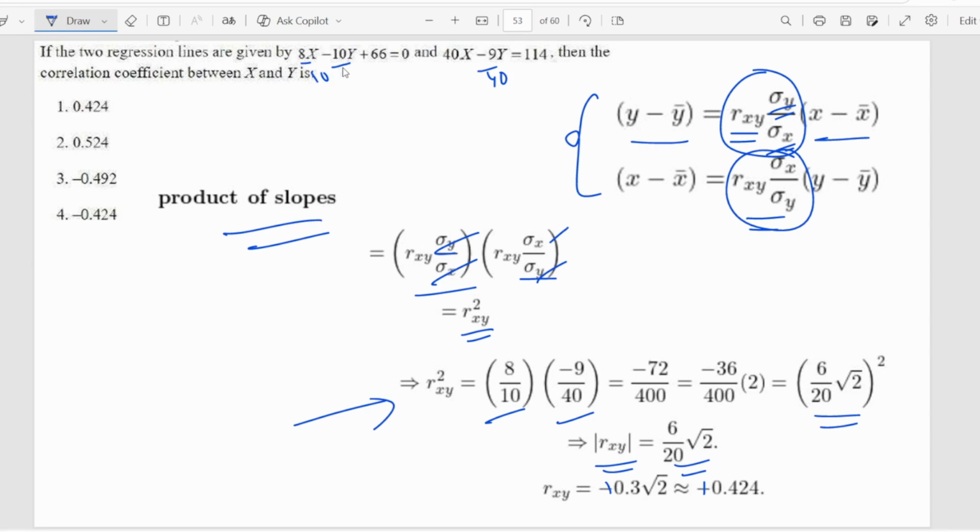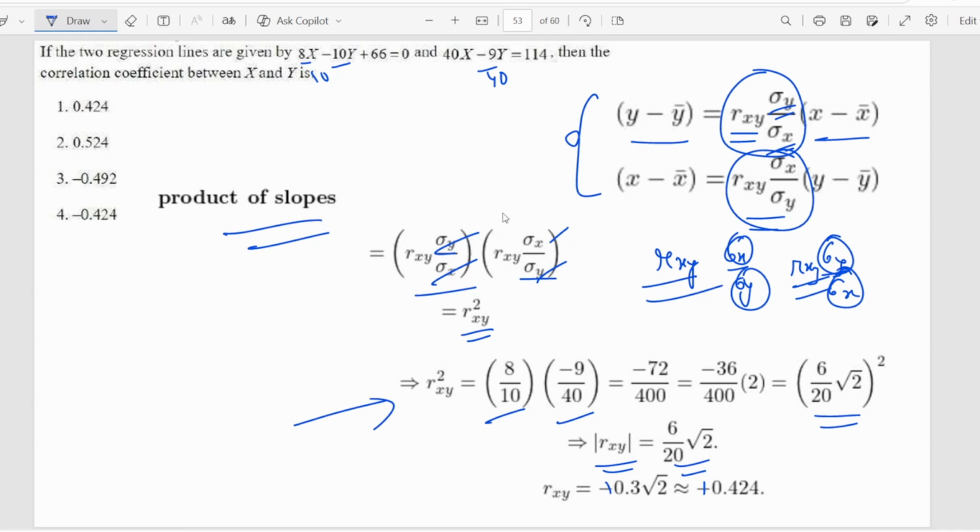Why? Because we know that over here in these lines, when we put y on one side and x on the other side, in both the situations, we get a positive slope. Now the slope itself is the correlation coefficient multiplied by the ratio of standard deviations, right? Either this or this. So these things are always positive. So the sign of the slope depends on the sign of the correlation coefficient.